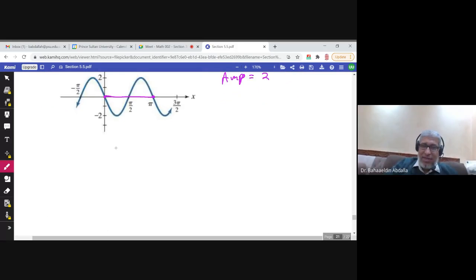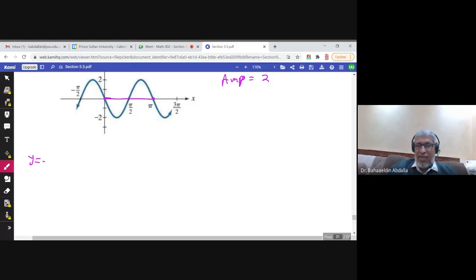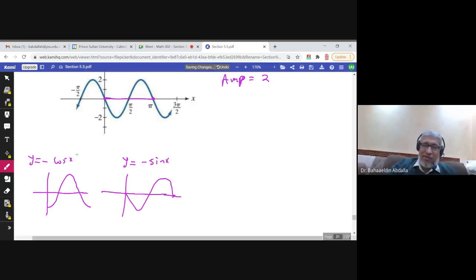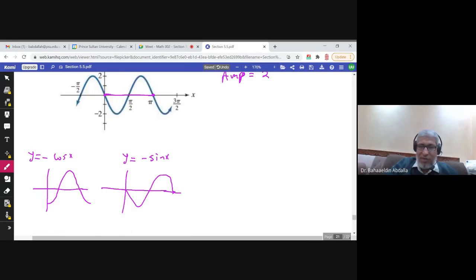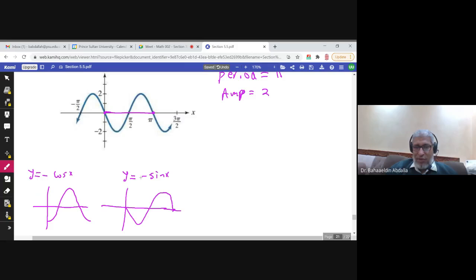You should know that the graph of negative cosine x would be like this. Reflection about the x-axis. And negative sine x would be like this. Okay, so you need to remember these 4 graphs: sine, negative sine, cosine, negative cosine. It's clear if you know this graph that this is exactly negative sine x. So A here is -2. Amplitude is 2, but A is -2 because we have a negative sign.